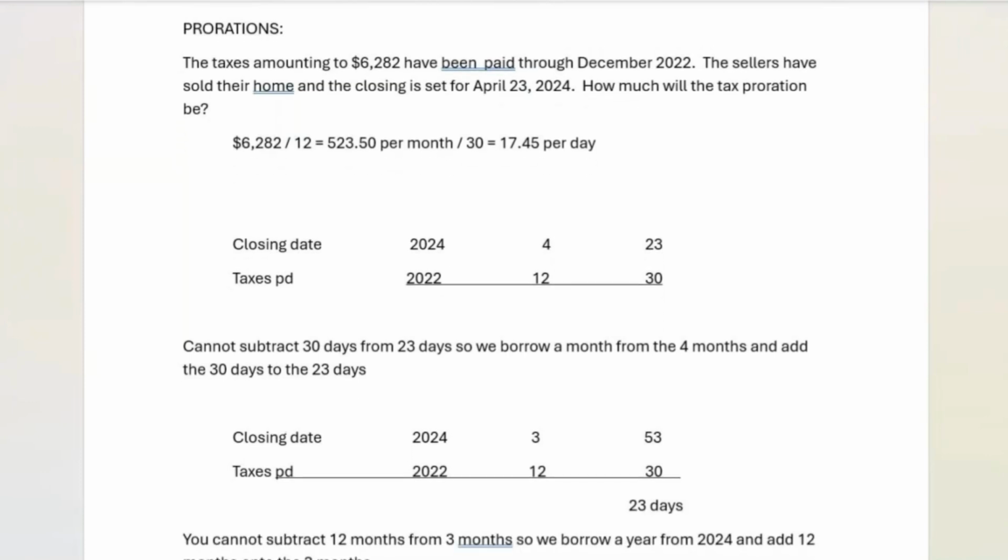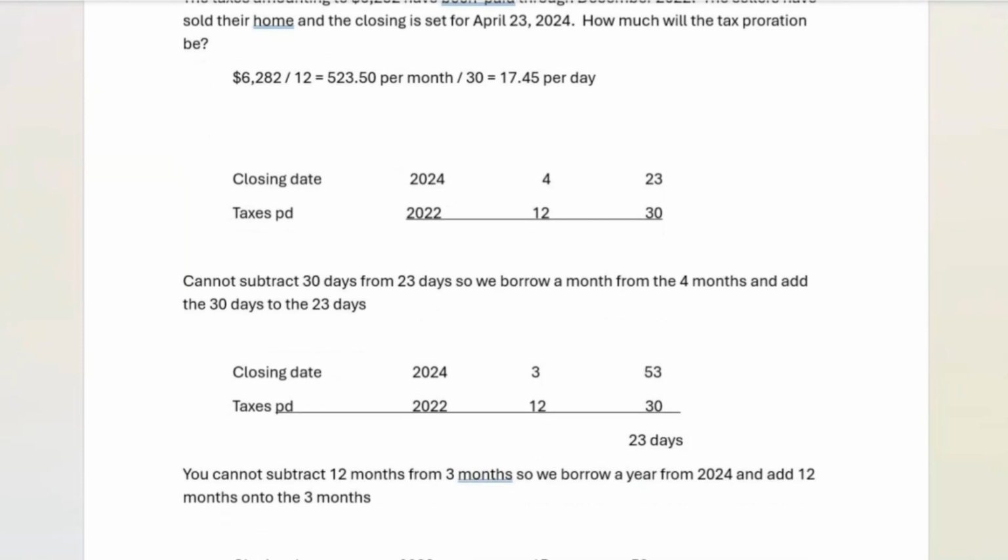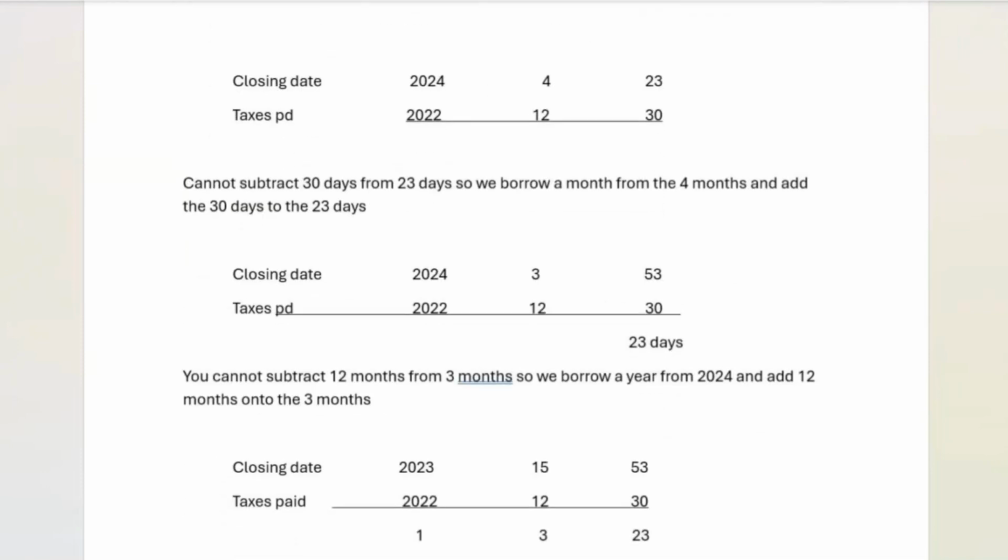So now we have to come over to the next column, and we cannot subtract 12 months from 3 months. So what we have to do is we have to go over to the years, and we're going to take a year away from 2024 and make that 2023, but we have to do something with the year. So we're going to add 12 months to the 3 months to make it 15 months. So we did have 2024 in 3 months. Now we have 2023 in 15 months. It's the same amount of time. Now we can subtract 12 months from 15 months.